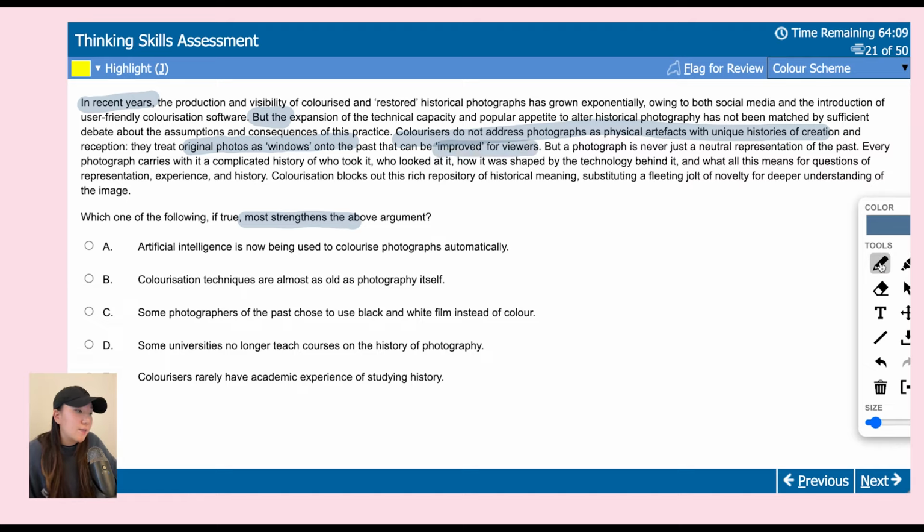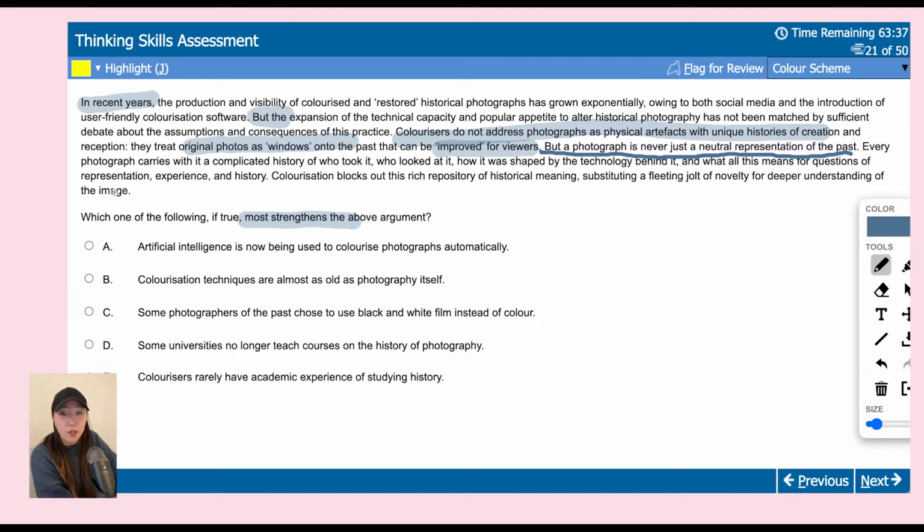But, and here's his opinion, a photograph is never just a neutral representation of the past. Why is that? Every photograph has a complicated history. It's shaped by who looked at it, how it was shaped by technology, and what all of this means, etc. So it's very verbose. It just goes on and on. But the crux of it is obvious, which is that we shouldn't just go around colorizing historical photographs, because you lose a lot of meaning in it, because how it was taken, why it was taken, what it was taken for matters. So then we'll just go through the options.